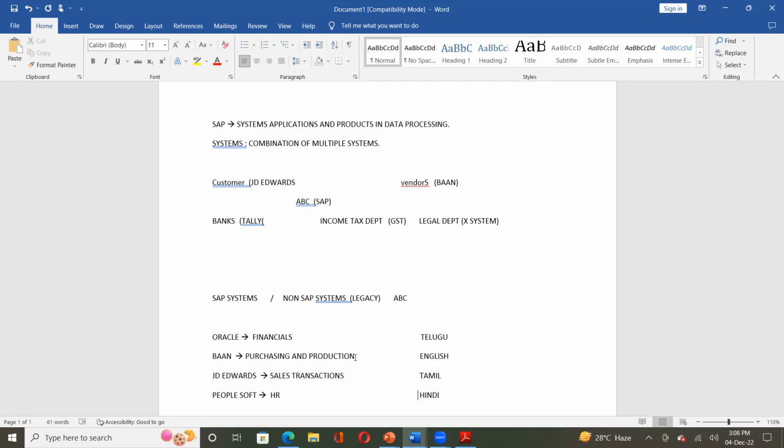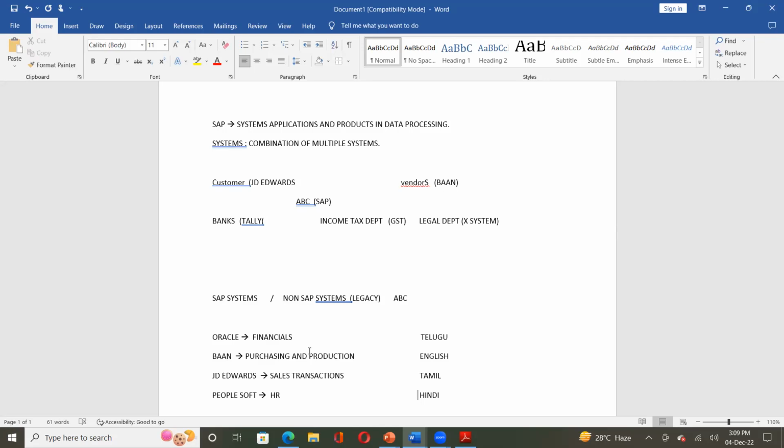The term we call integration is not possible. Communication is not possible because of the features and their attributes. But when it comes to SAP, it is integrated software. You can call it how SAP is superior to any other ERPs or any other applications or systems. In the sense, SAP's major feature is integration. It can integrate all the different modules available in SAP.